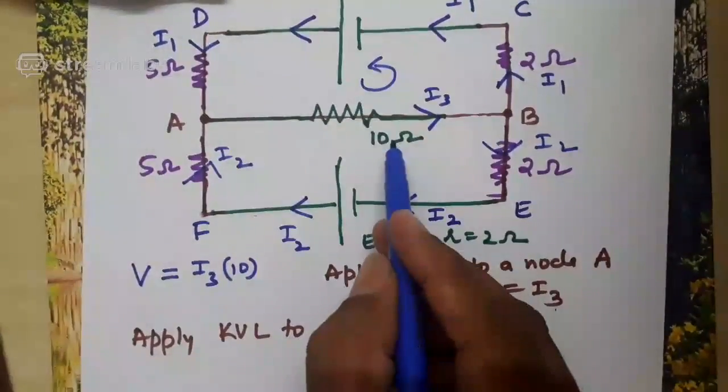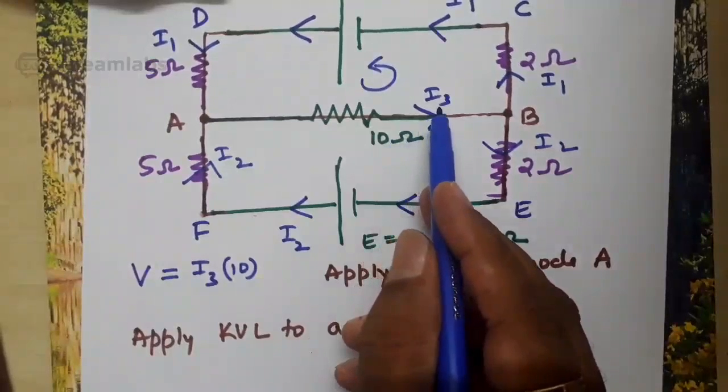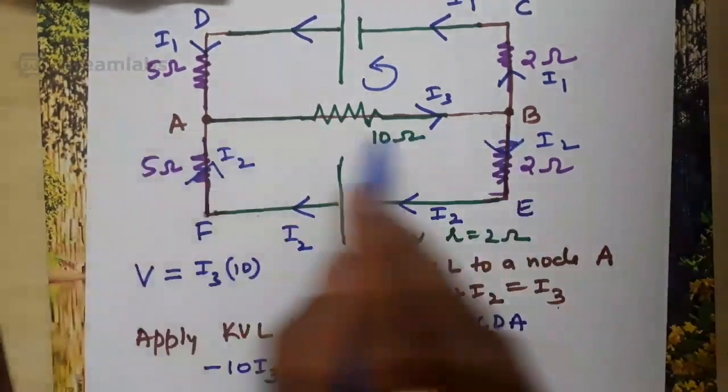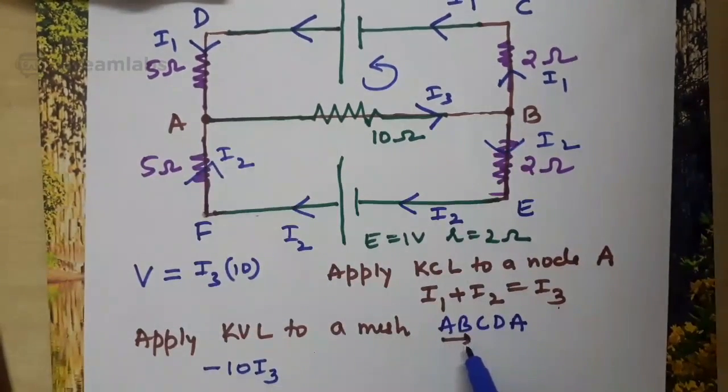A to B. What is the resistance? 10. What is the current? I3. Correct? So it should be plus 10 I3 or minus 10 I3? It is minus 10 I3. Direction of a current and direction of a traverse are same, means product of IR is negative.